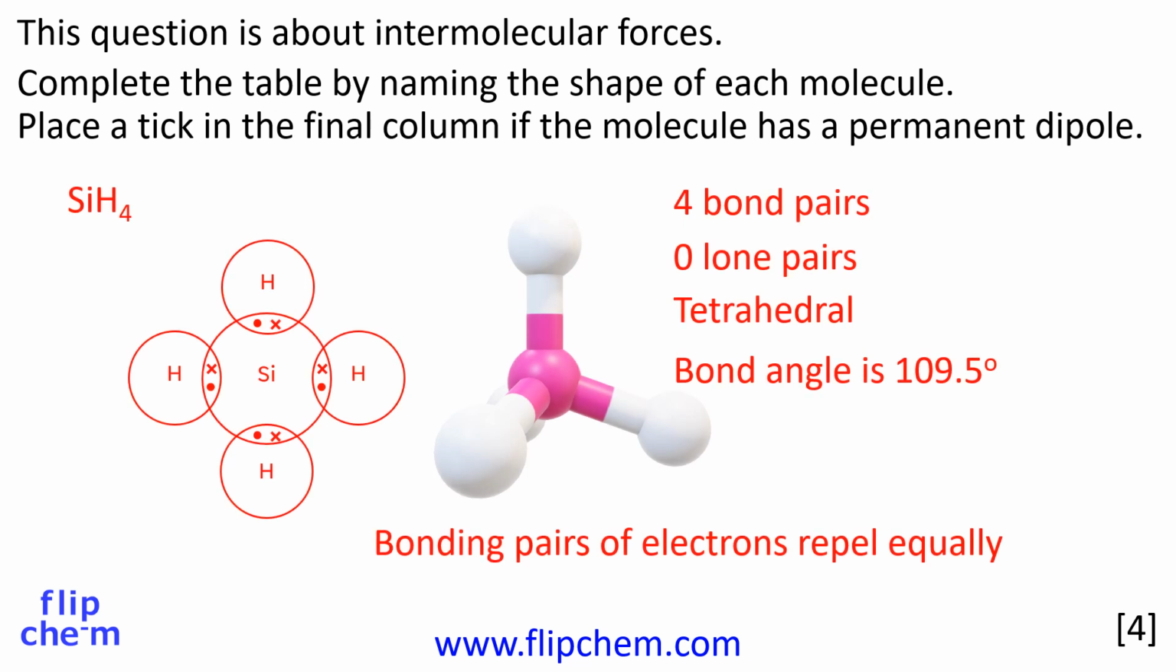First, let's look at SiH4. From the dot and cross diagram, we can see that there are 4 bond pairs and 0 lone pairs of electrons. The shape is tetrahedral. Bonding pairs of electrons will repel equally, and the bond angle is 109.5 degrees.